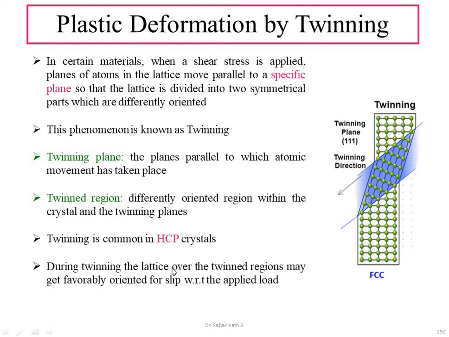During twinning, the lattice over the twinned region may get favorably oriented for slip with respect to the applied load, because after twinning it can move on to a slip.